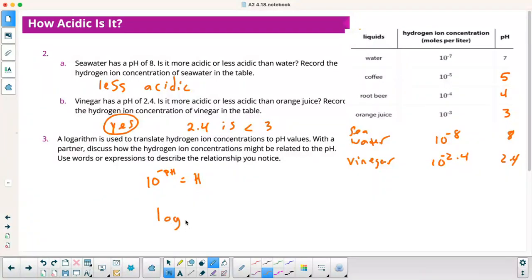So I'm going to say log base 10, which I don't need to write the base 10, of H equals the negative pH. So then if I divide by -1, we could write pH as a logarithm. pH equals log base 10 of H divided by -1. I could just put the negative in the front.